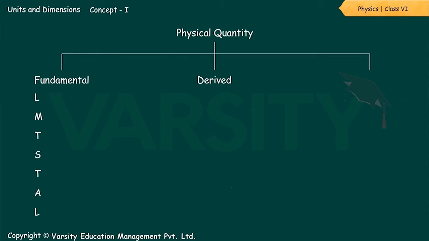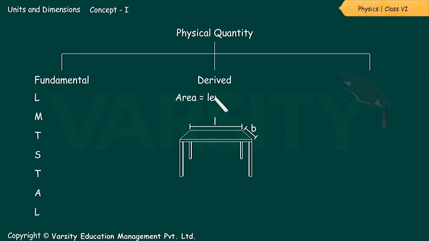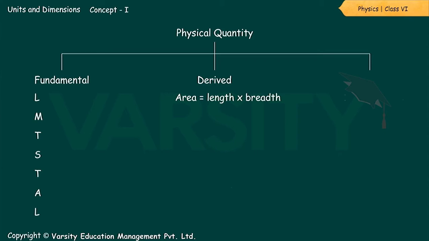these alphabets. For example, if you want to measure the area of this desk, which is in the form of a rectangle, we measure it by multiplying length by breadth. So area is equal to length into breadth. Breadth is also a kind of length. So area is equal to length into length is equal to length square. So by multiplying the unit of length twice, we get area.